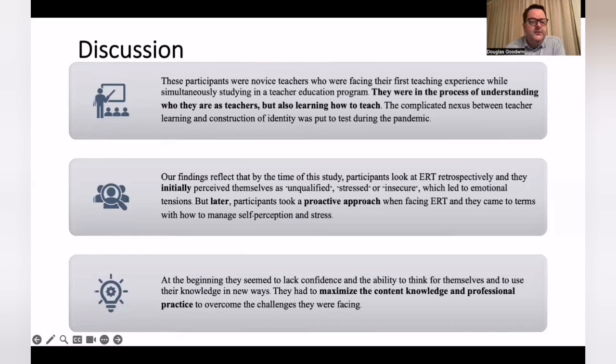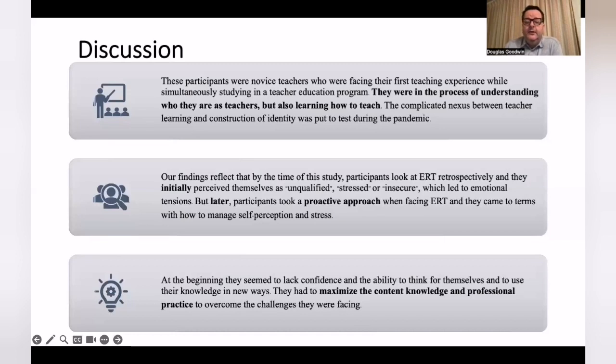And they were in the process of understanding who they were as teachers, but also learning how to teach. I mean, the pandemic, let's be honest, it changed us all, some for better, some for worse, but our identities were constantly being challenged and evolving, and our BA students were no exception. Our findings reflect that by the time of the study, participants look at emergency remote teaching retrospectively, and they initially perceived themselves as unqualified, stressed, or insecure, which led to emotional tensions.